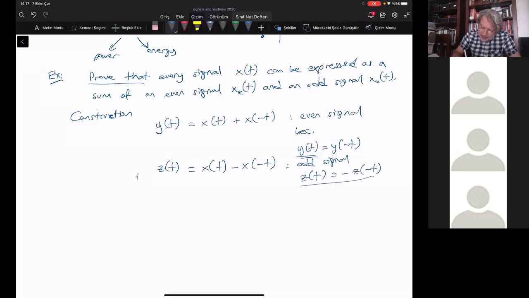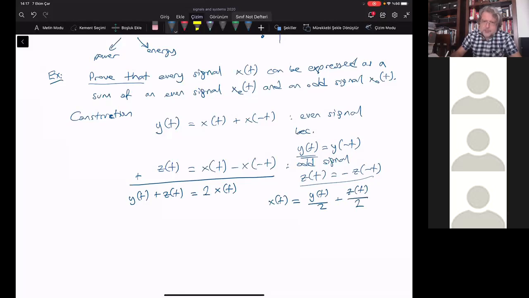And if I add these two parts, I will have y of t plus z of t equal to 2 times x of t. Or I can equivalently say that x of t is equal to y of t over 2 plus z of t over 2. Okay. And if I subtract one term from the other, then y of t minus z of t will be equal to 2 times x of minus t. Or similarly, x of minus t can be written as this and this.